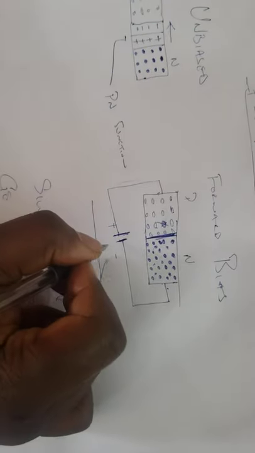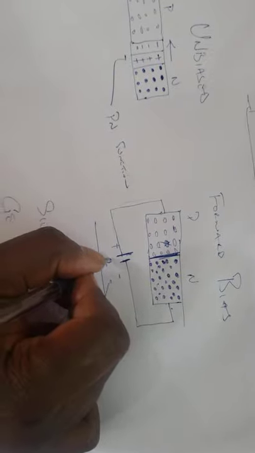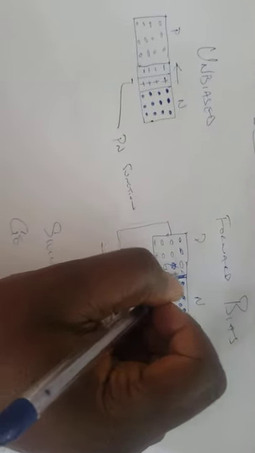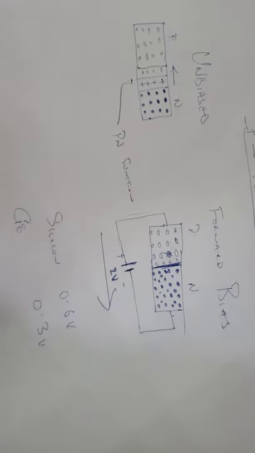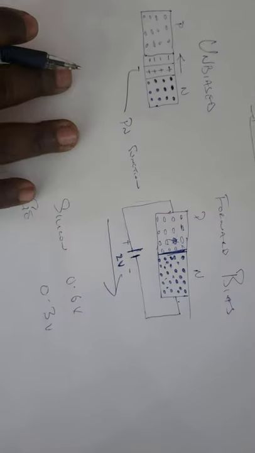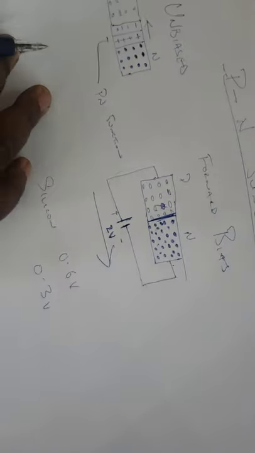So if this battery is around 2 volts, and this is silicon, you'll have 0.6 volts dropping across the junction. So that will satisfy the junction. And you still have at least another 1.4 volts to force conduction taking place. So this would be for forward biasing.